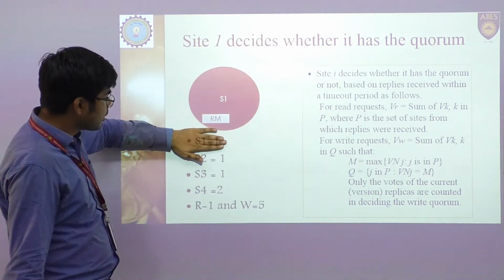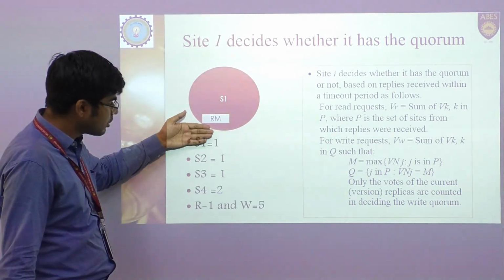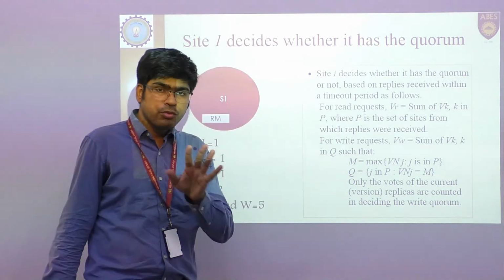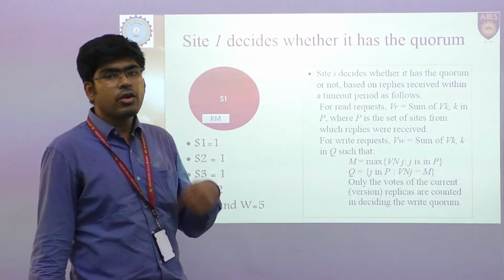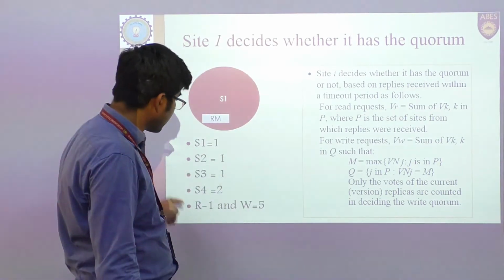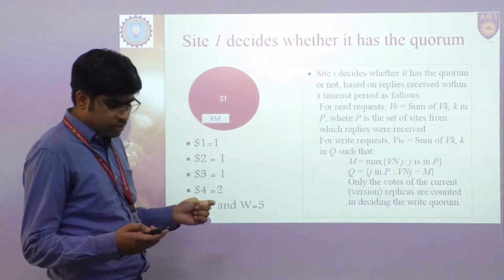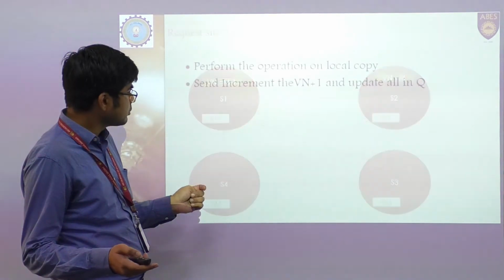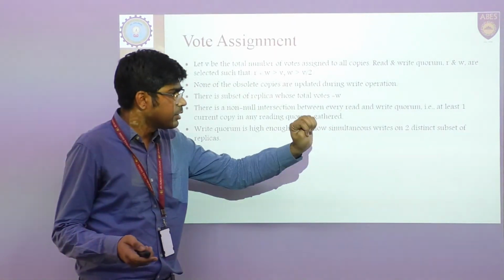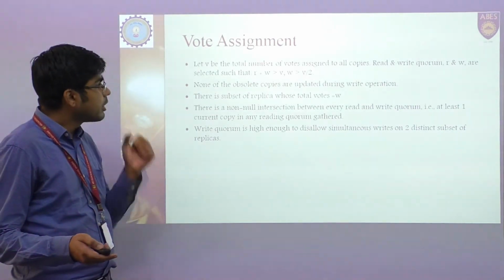सपोज मैं कहता हूं S1 ने रीड की रिक्वेस्ट कर रखी है तो एक S1 का जो वेट है वो कम हो गया होगा. We will be having only the weight votes of 4 candidates. That means we cannot perform the write operation. तो write operation तभी होगा जब सारे जगह पे कहीं पे भी read operation नहीं होगा. So that is the case. वो important है. तो write high enough to disallow the simultaneous writes and the replica files.